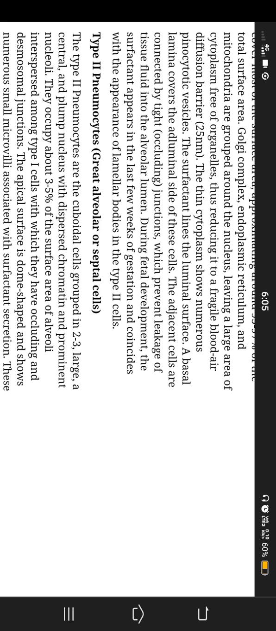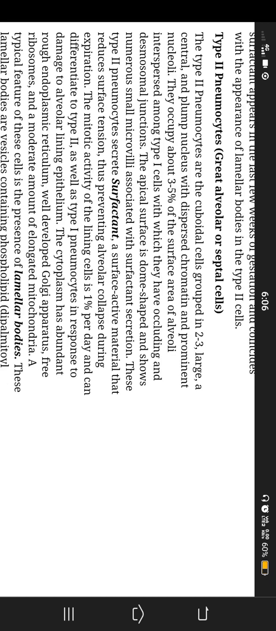During fetal development, the surfactant appears in the last few weeks of gestation and coincides with the appearance of lamellar bodies in the type 2 cells. Next, type 2 pneumocytes, great alveolar or septal cells. The type 2 pneumocytes are cuboidal cells grouped in 2 to 3, with a large, central and plump nucleus with dispersed chromatin and prominent nucleoli. They occupy about 3 to 5% of the surface area of alveoli, interspersed among type 1 cells with which they have occluding and desmosomal junctions.